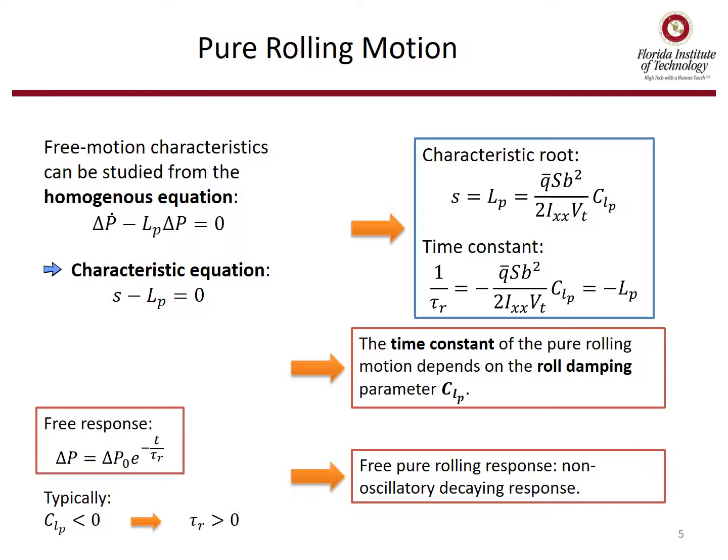The free motion characteristics can be studied from the homogeneous solution alone with the simple linear characteristic equation. From that, we get the characteristic root, and we can derive the time constant. The time constant of pure rolling motion depends on the roll damping parameter CLP. It's important to note that the free pure rolling response is a non-oscillatory decaying response.